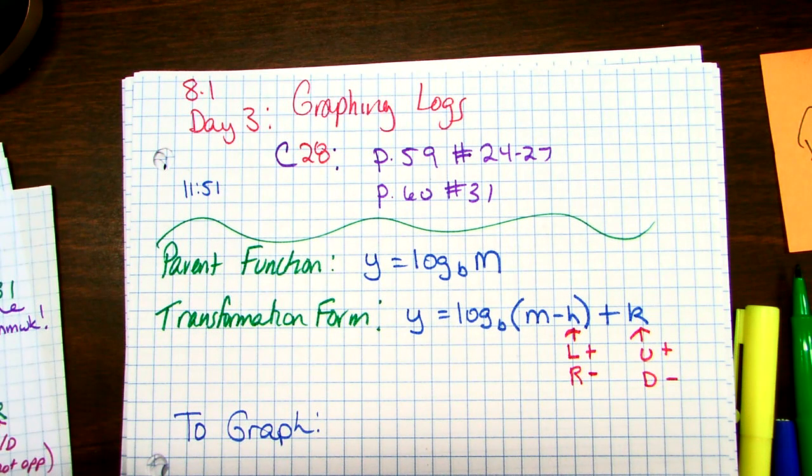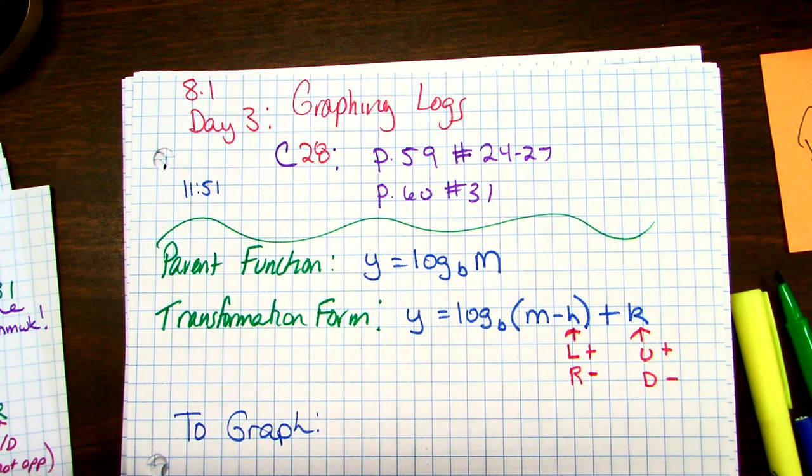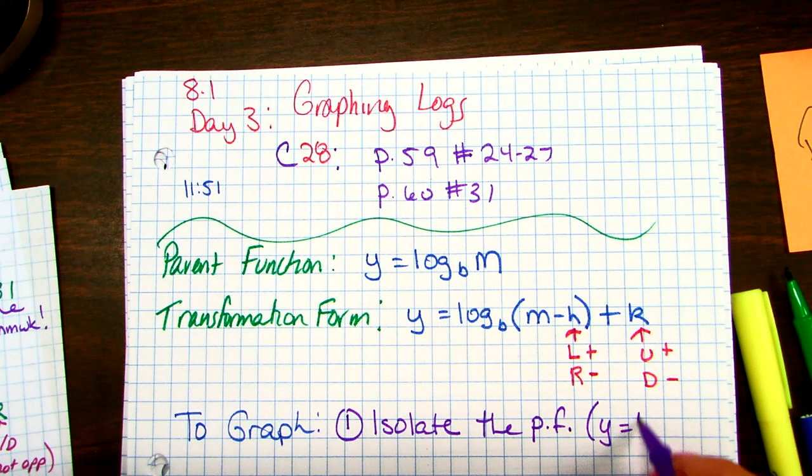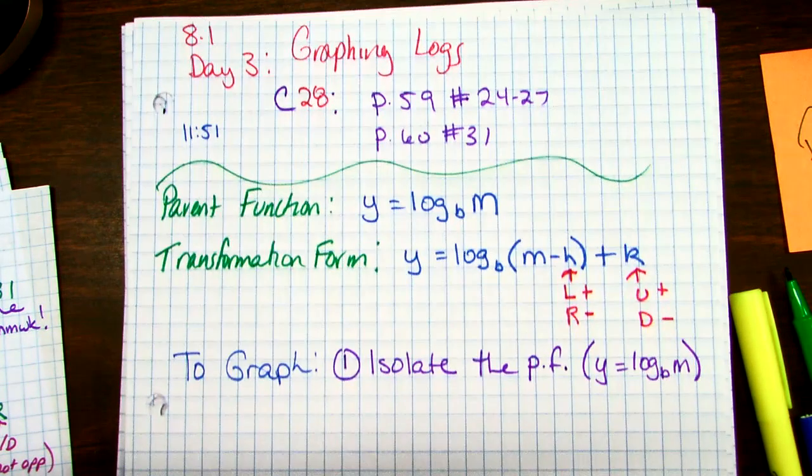The steps to graph are, I'm going to write isolate, get by itself, but it's just fewer letters. Isolate the parent function. And again, if you need to write it, we're going to make sure this guy is by himself. And I'll explain all this, but if you have the steps here, you can go back and see it.